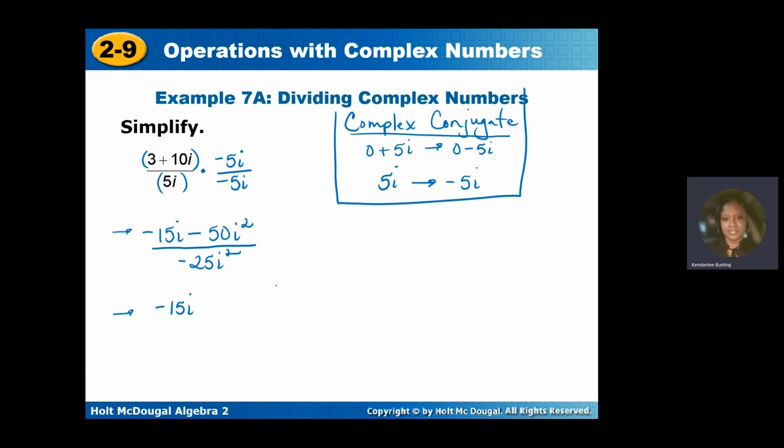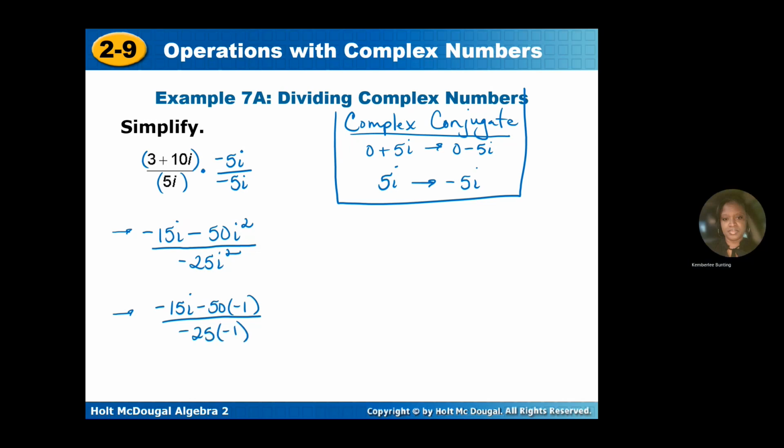Minus 50 times negative 1. And same thing down bottom. Can I go ahead and say negative 25 times negative 1? Can I do that? So on the next line, I'll have negative 15i plus 50 over a positive 25. All right, cool.